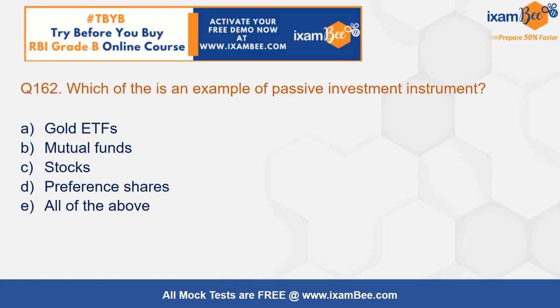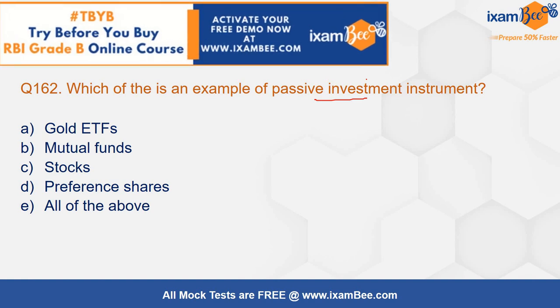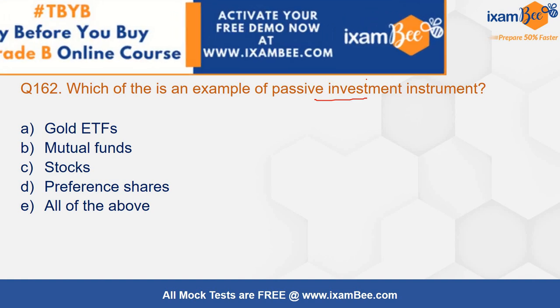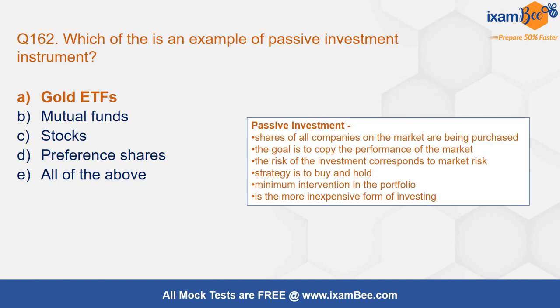Which of the following is an example of a passive investment instrument? Passive investment means invest and sleep. That is what we call passive investment. You invest and then you can relax. So gold ETF is an example of passive investment.